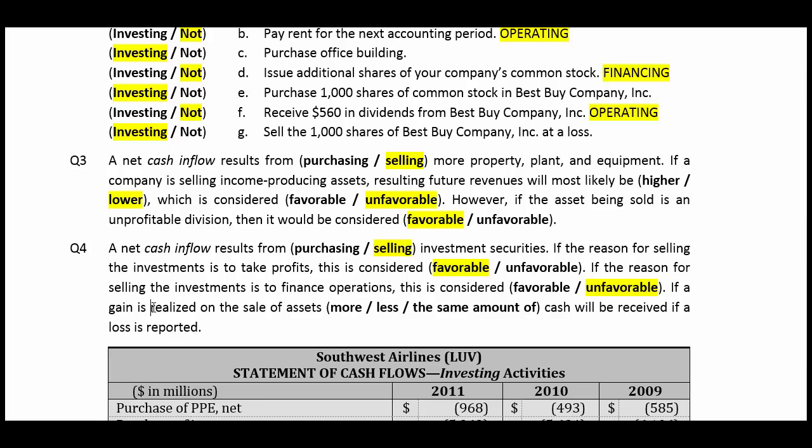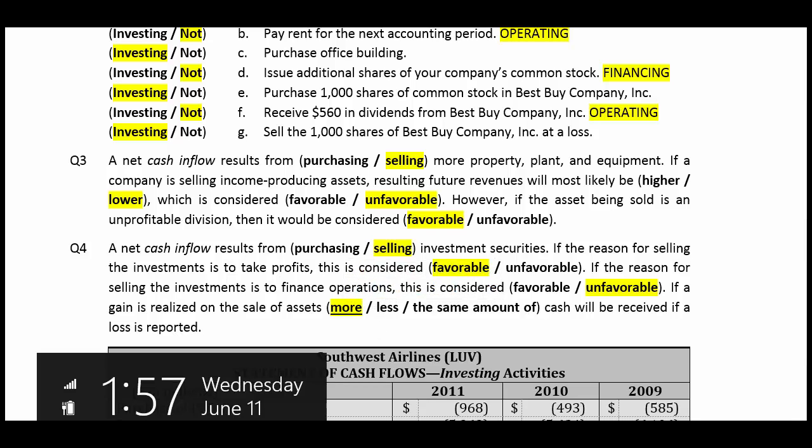That's not good. If a gain is realized on the sale of assets, will you receive more or less cash than if there's a loss? If you realize a gain, will you have more cash flow or less cash flow than if you have a loss? You'll have more cash flow. That's an important point that I want to bring in here. The amount of cash flow that you receive is not necessarily the amount of the gain.